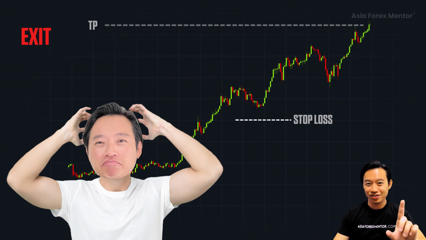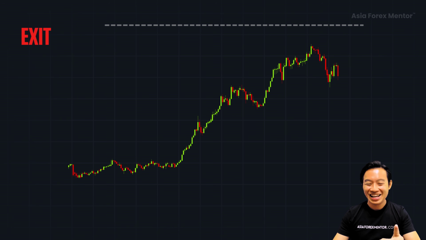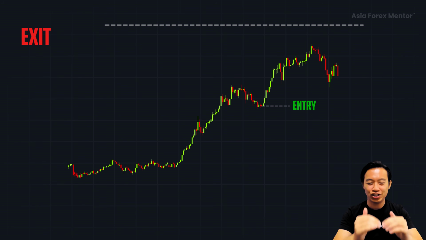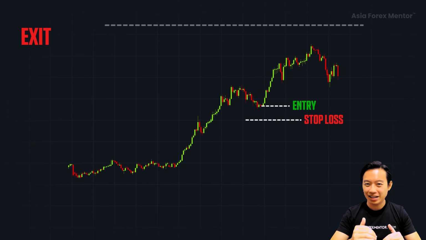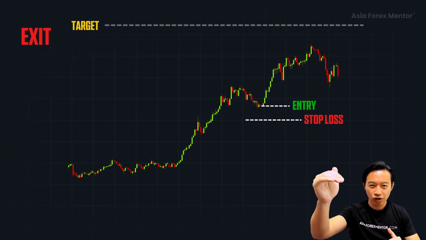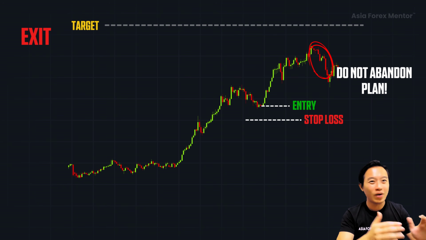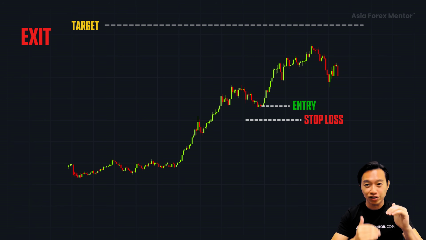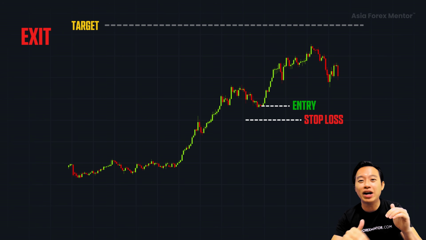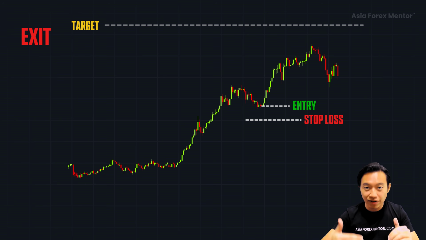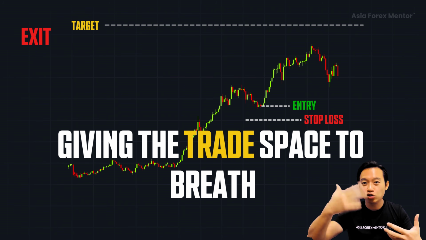But no, that's not you. You had a plan: an entry plan, a stop loss plan, a take profit target plan. The plan is not meant to be abandoned when there's a little bit of hesitation in the market. Your stop loss is there for a reason. It's not some random number or random place. It is a calculated spot where you have given the trade space to breathe.